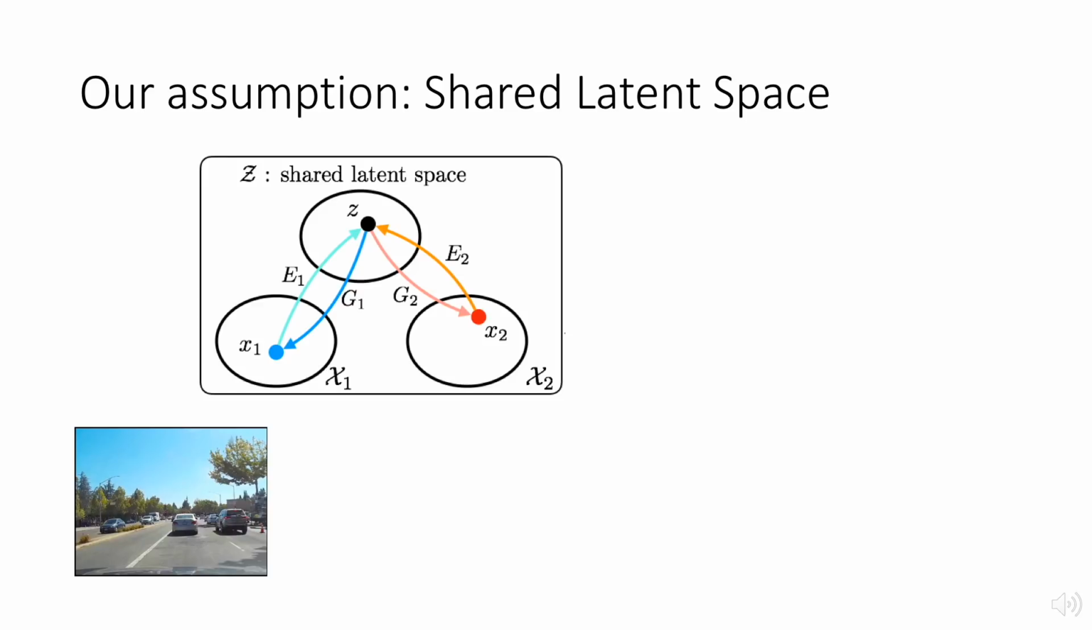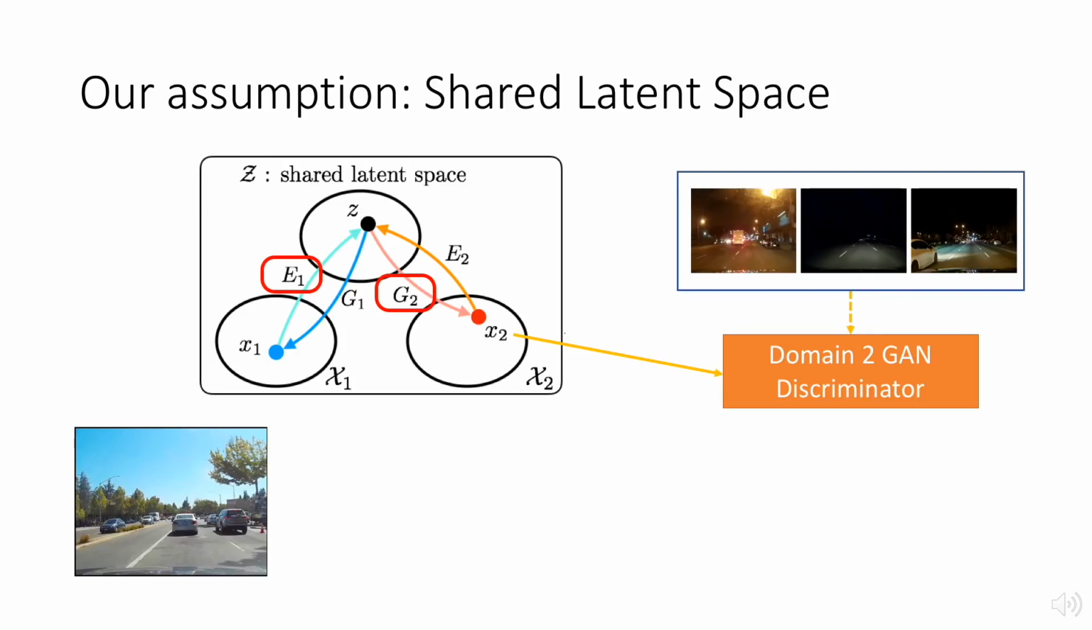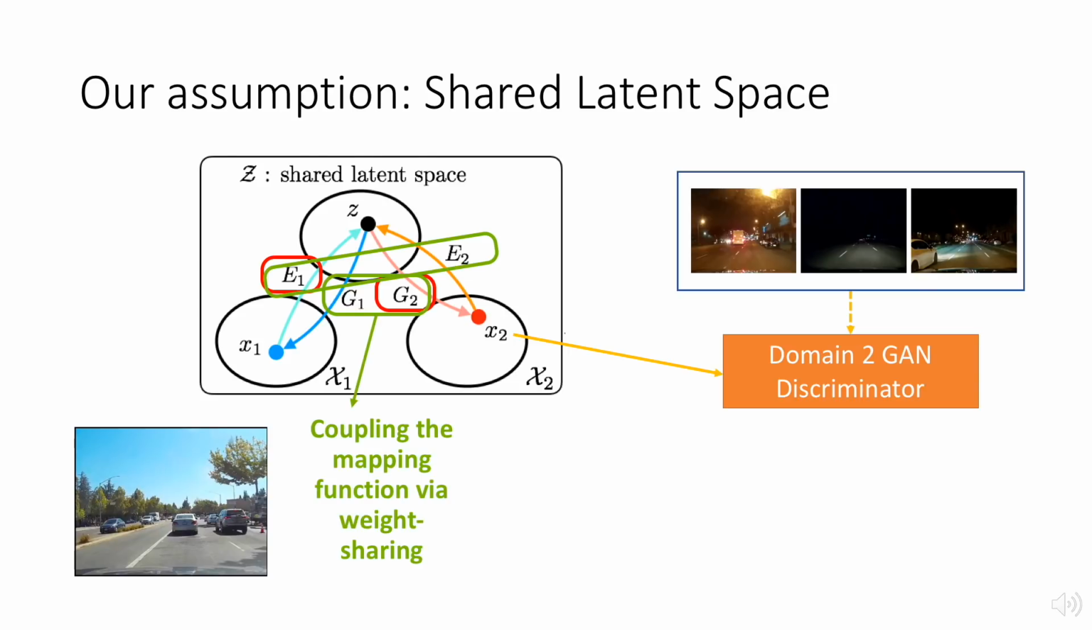During training, we don't have corresponding images, but using E1, G2, and an adversarial discriminator, we can map a daytime image to a nighttime image. However, this nighttime image could be an arbitrary nighttime image. It may not correspond to the daytime image. To relate the two images, we further introduce a weight-sharing constraint to couple the functions. This weight-sharing constraint limits the network capacity and encourages a pair of corresponding images to be mapped to the same latent code for image translation.